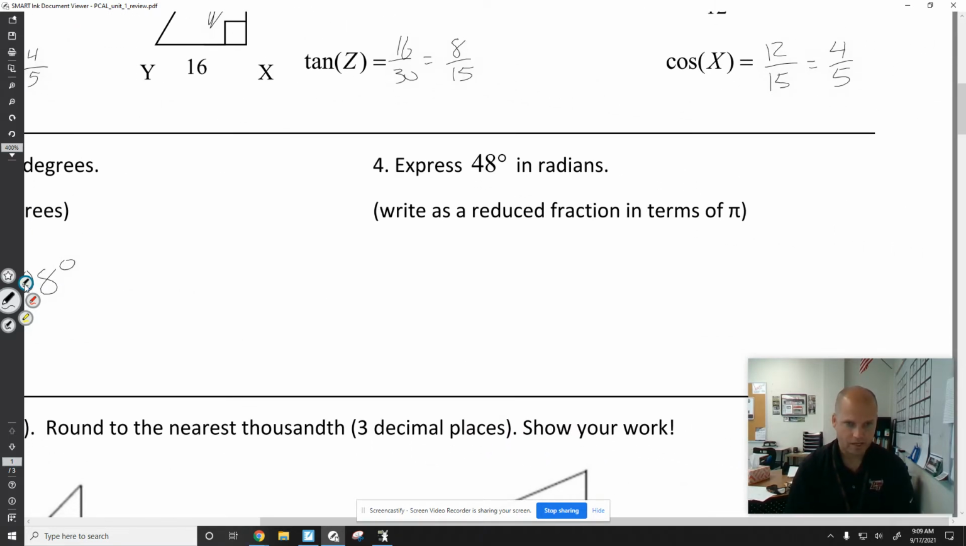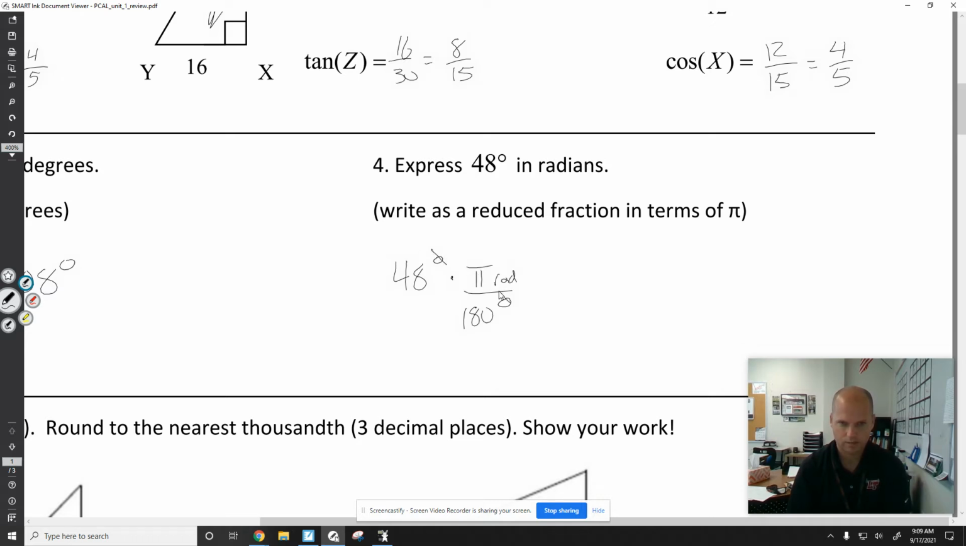48 degrees in radians, same deal. We want to write it as a reduced fraction in terms of pi. So 48 degrees. You can use this symbol. Multiply that by, I want to cancel the degrees, so 180 needs to be in the bottom, so those degrees cancel. That's equivalent to pi radians.